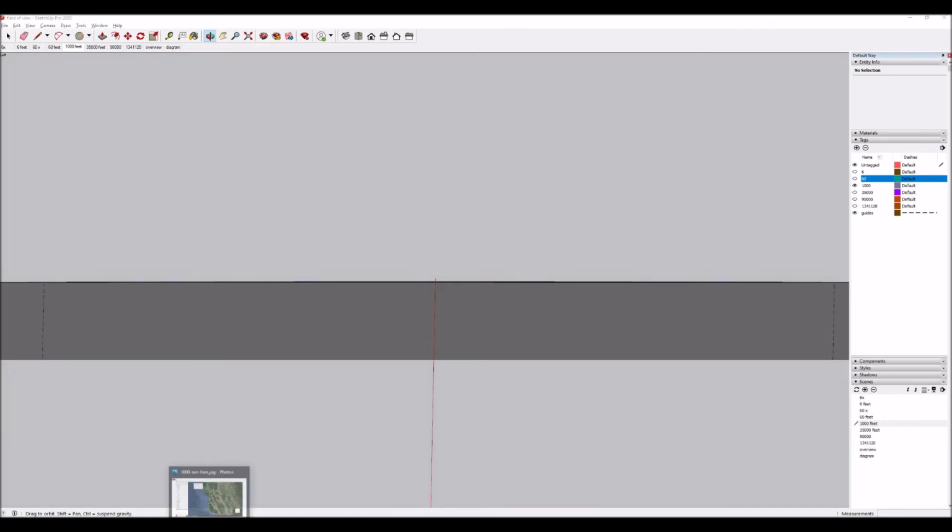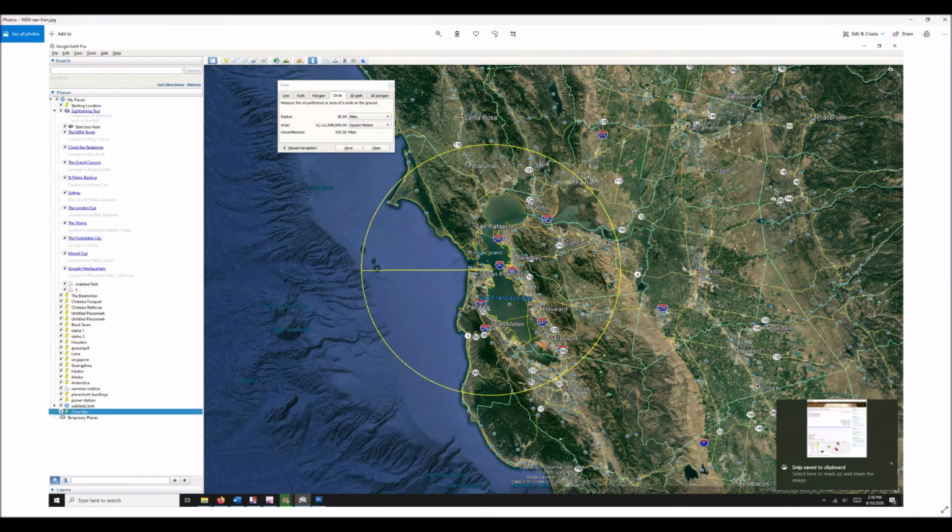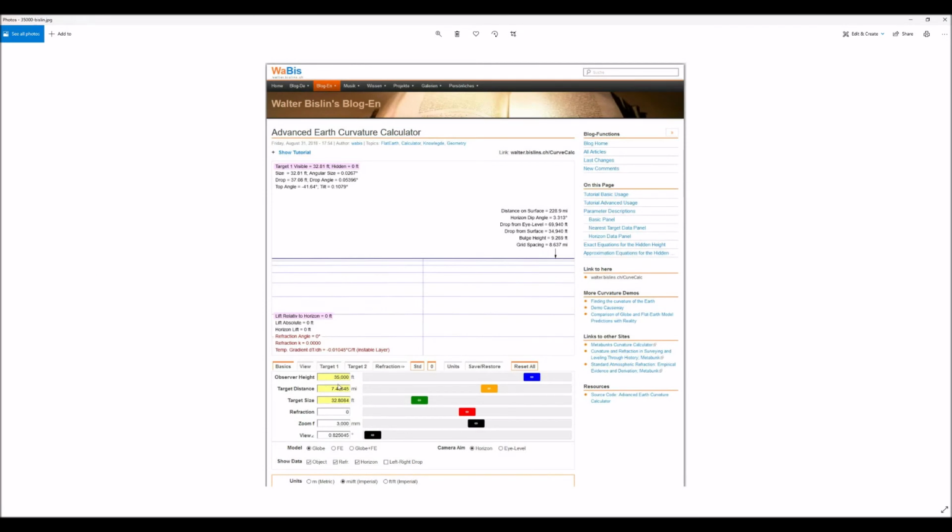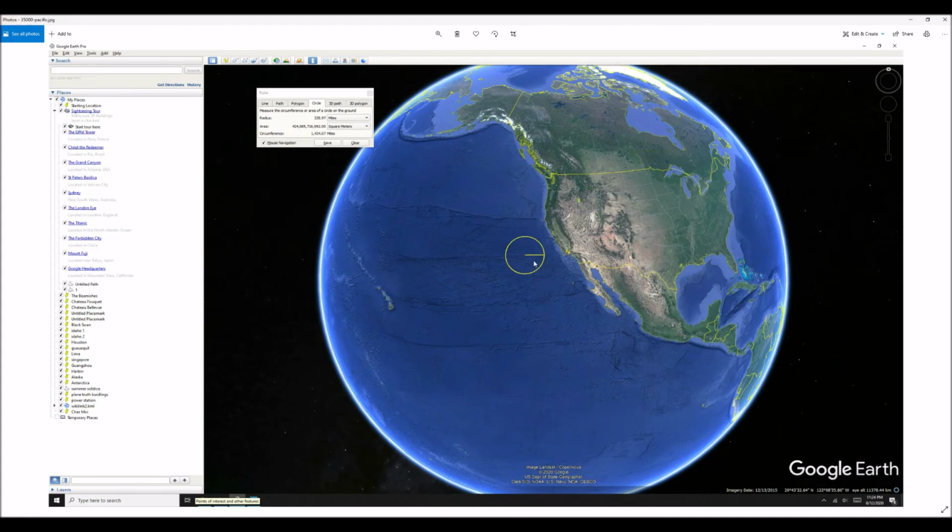Well, let's continue our journey upward. We are now at 35,000 feet in an aircraft, commercial flight. We can see 228.9 miles to the horizon, and we've got a horizon dip angle of 3.3 degrees. We will see what that looks like on Earth. There we are. There it is.